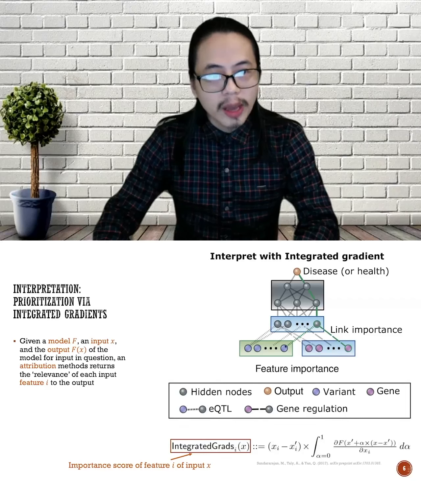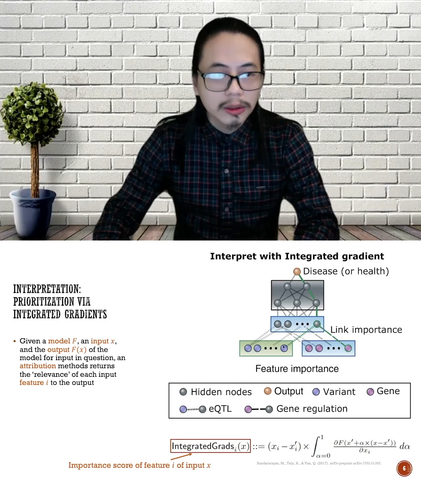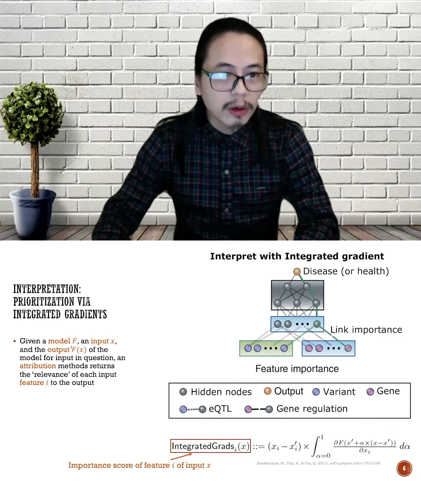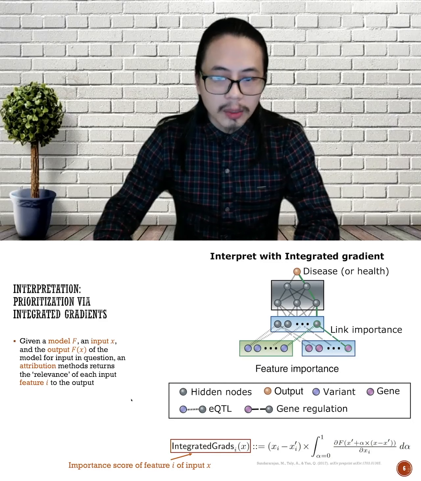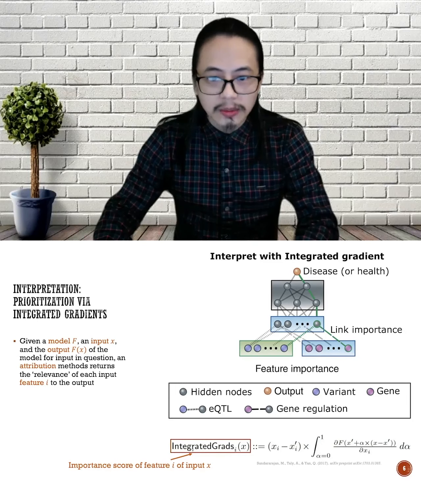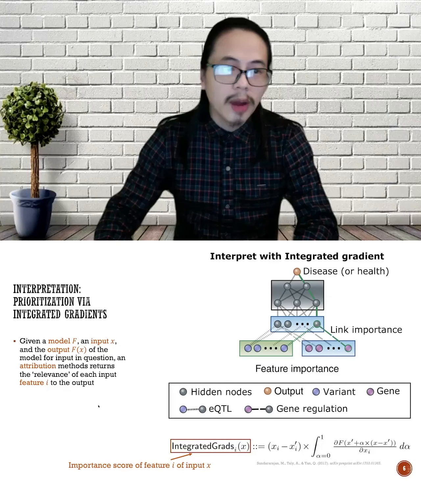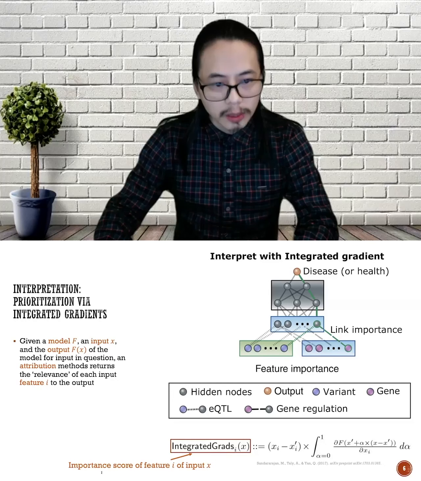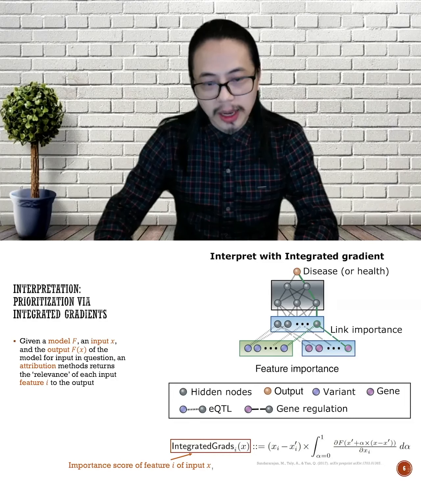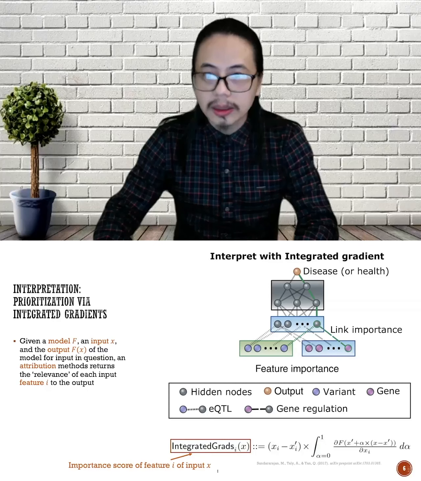We employed a method called integrated gradient to do such a thing. So the idea is, given a model F, an input X, and the output F(X) of that specific input, we can calculate the attribution or the importance scores of each feature i of that input X as the integrated gradient.